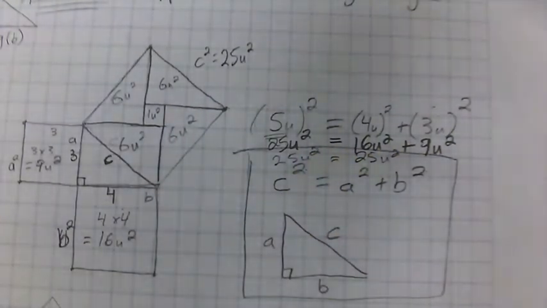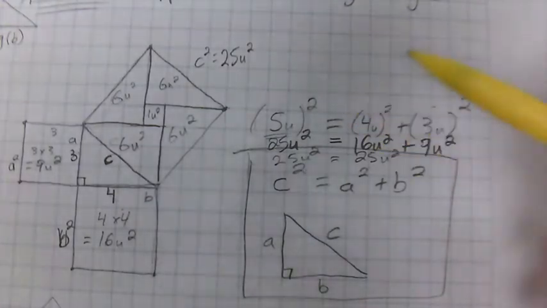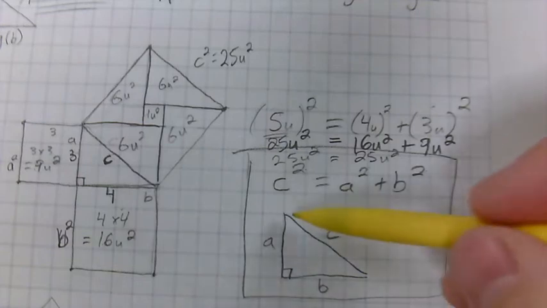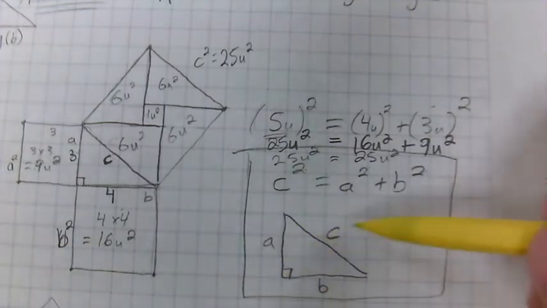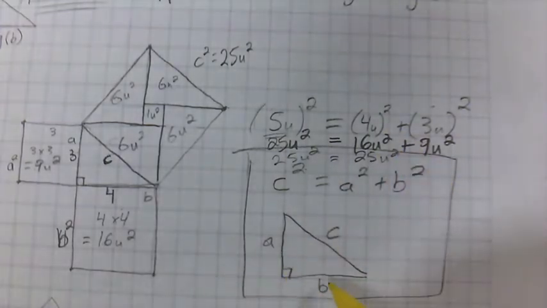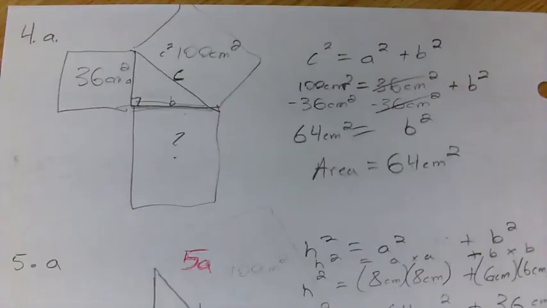Isn't this guy a genius, Pythagoras? He came up with this idea that if you square this side, you square this side, the area of the third side, if it's actually a right triangle, will always be the same as those two sides squared added together.